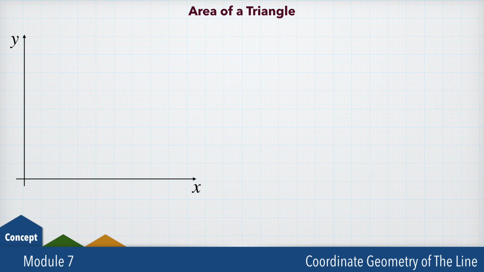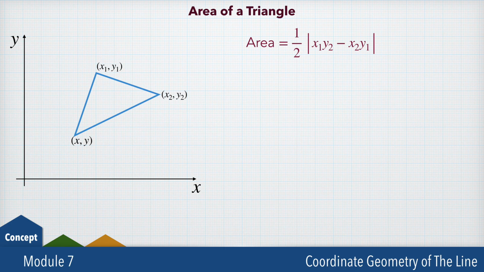The area of a triangle can be found using the coordinate geometry area formula. This formula requires one of the vertices of the triangle to be the origin, (0, 0). If this is not the case, then the triangle must undergo a transformation called a translation.